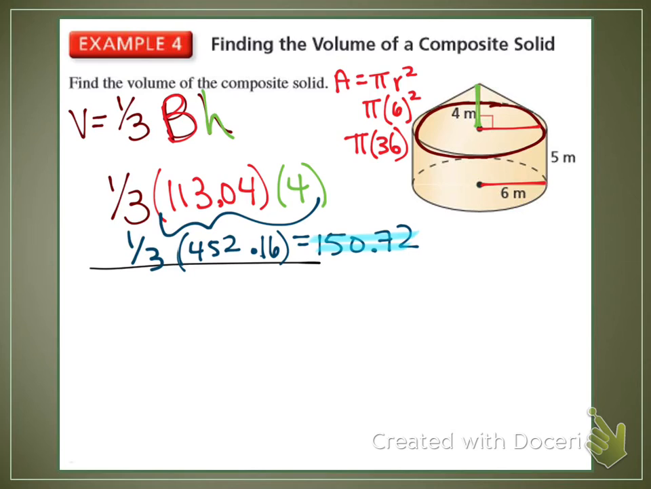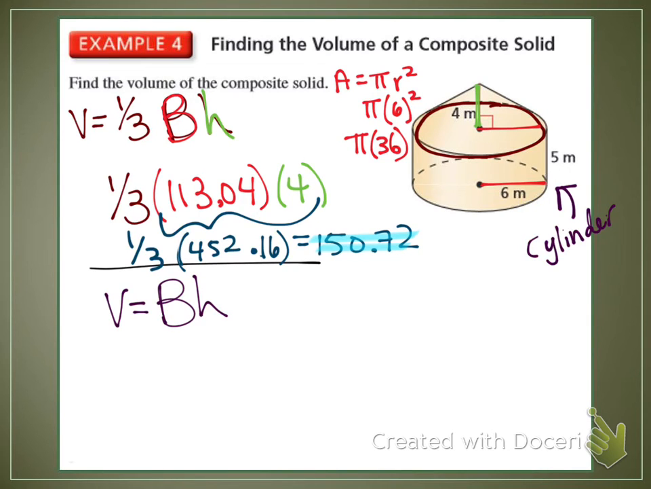But that is not the total volume. It is just the volume of the top. We still have to find the volume of the bottom. What shape is on the bottom? It's a cylinder, which can use the prism formula. So volume equals, what is the volume formula for a cylinder? Yeah, area of the base times the height.